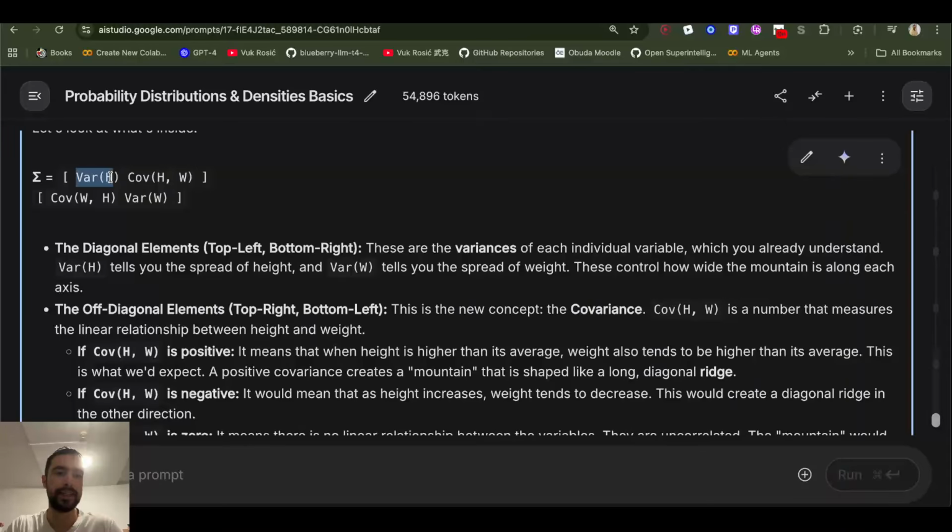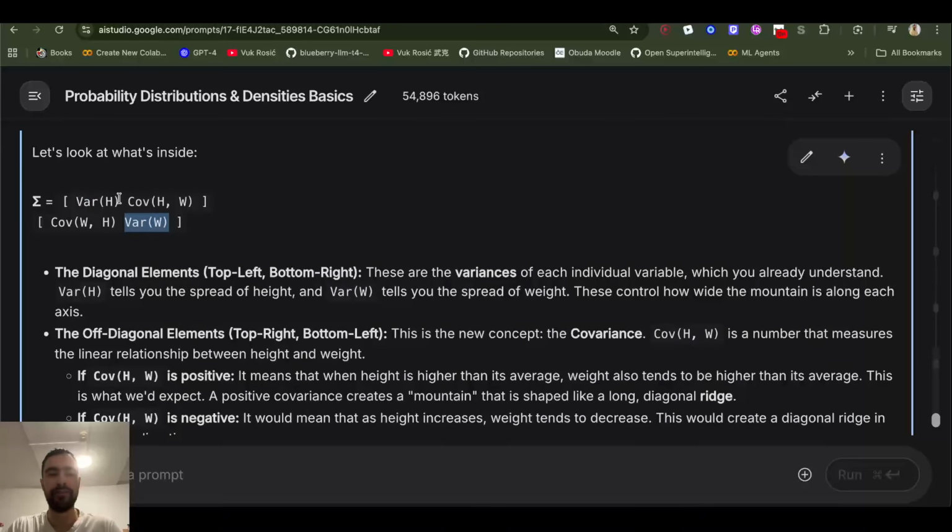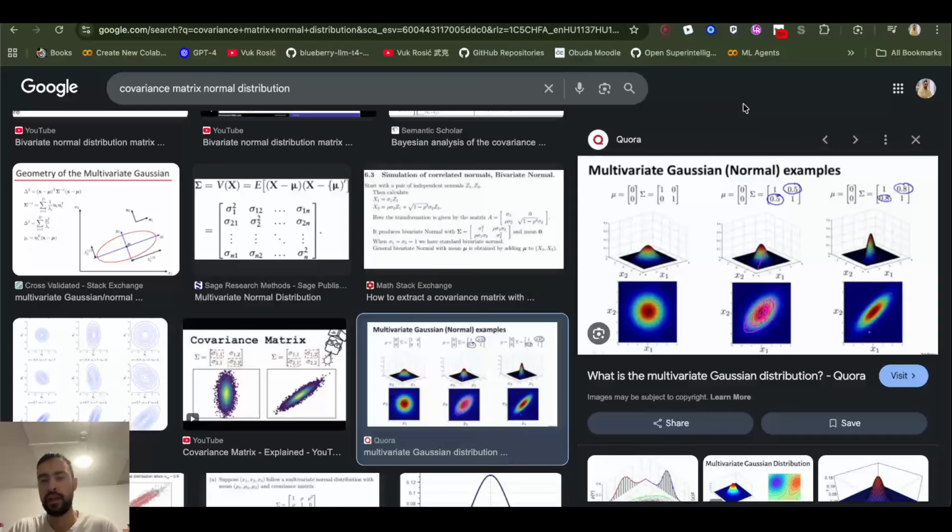The corners on the diagonal, the top left and bottom right, are the variances of the individual variables. If this is the x-axis, it will tell you how spread out it is on the x-axis, like this or like this. And if this is y, it will tell you the same thing, how spread out it is on y. We talked about this in the first video in this course. It's well shown in this example.